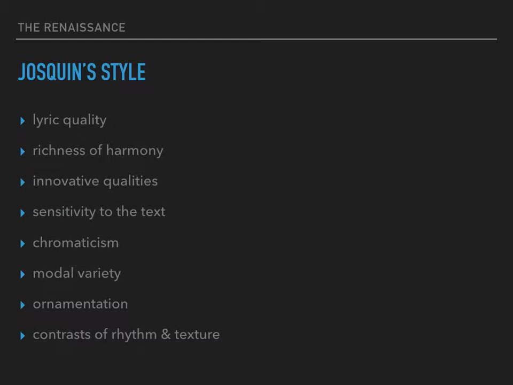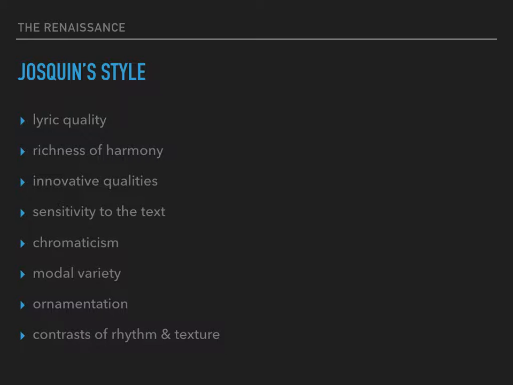Before we left class last Wednesday or a couple of weeks ago, we had listened to Josquin's piece, Absalon, Fili Mi. Hopefully you heard in his piece these various elements of his style: the lyric quality, the fact that he was able to set the text so eloquently, the richness of harmonies, the innovative qualities in the way he introduced new harmonies, his sensitivity to the text, and the chromaticism, which especially appears at the end of the piece, and those other things as well.